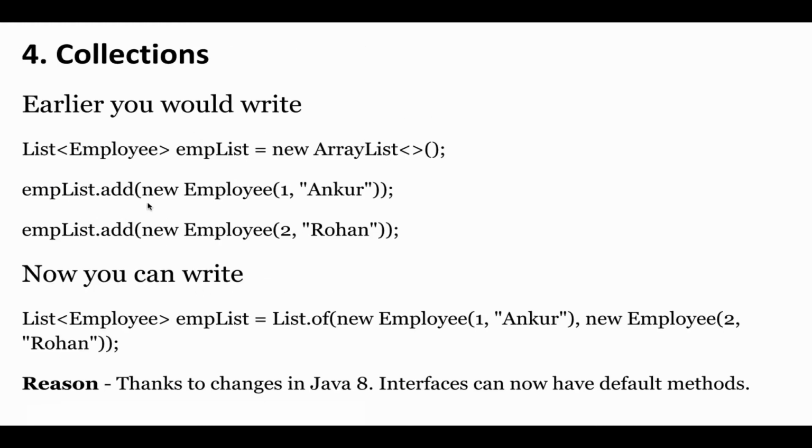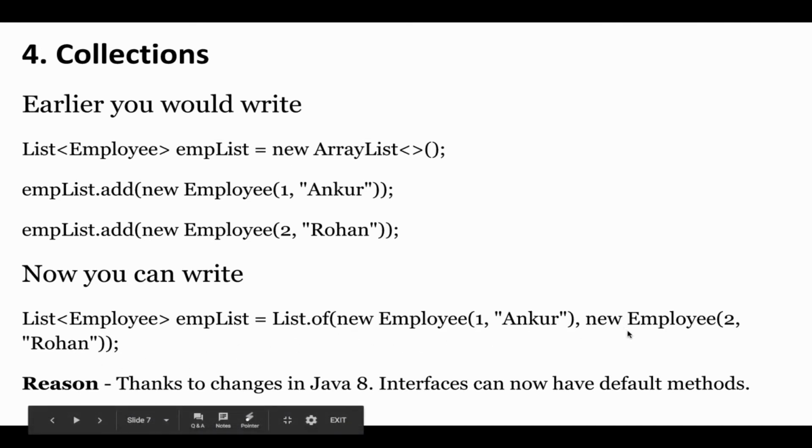Another thing is collections, which have also been enhanced. For instance, earlier you would have written this much amount of code just to create a list of employees, and now you can do the same thing in one single line like this. So you can pass each employee as a parameter. So how did this come about? It's thanks to the changes in Java 8. Interfaces can now have default methods, and this is a default method that has been added to the list interface.